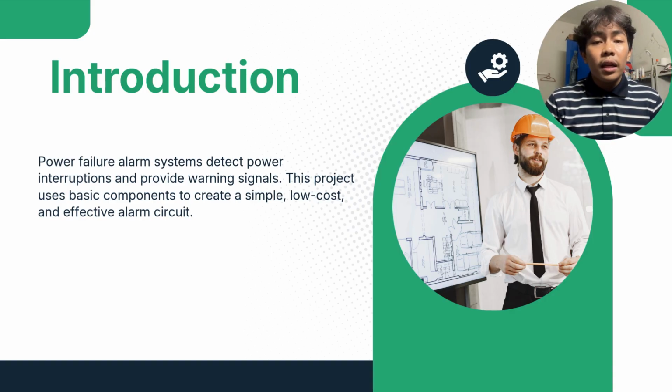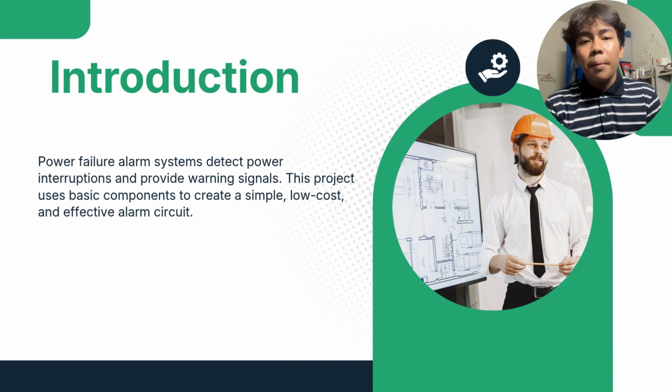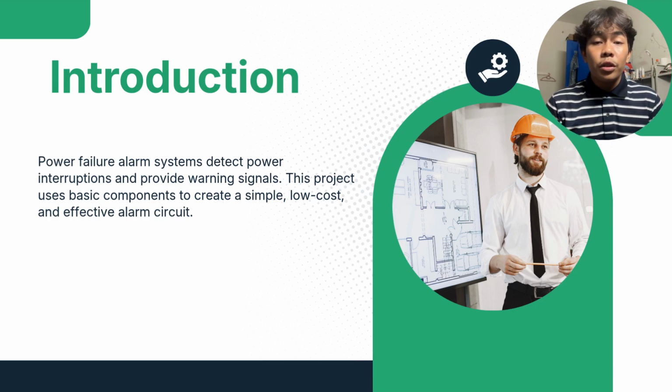Therefore, a power failure alarm system is useful because it can provide an immediate warning when the main power supply is disconnected. For this subject, we design a simple alarm circuit using basic electronic components such as capacitor, transistor, resistor, and buzzer. Each component has its own function to ensure the circuit works properly.